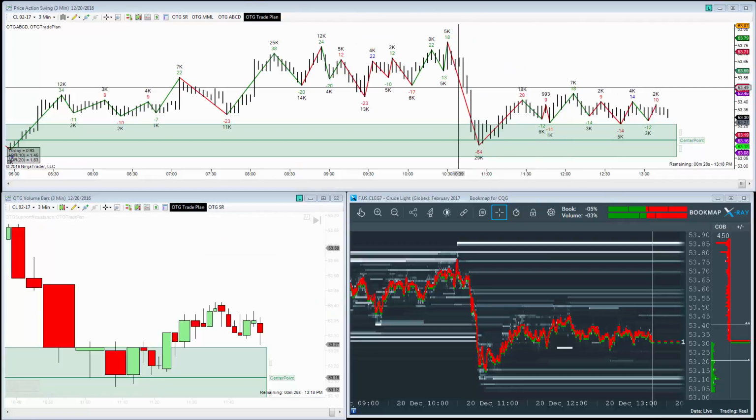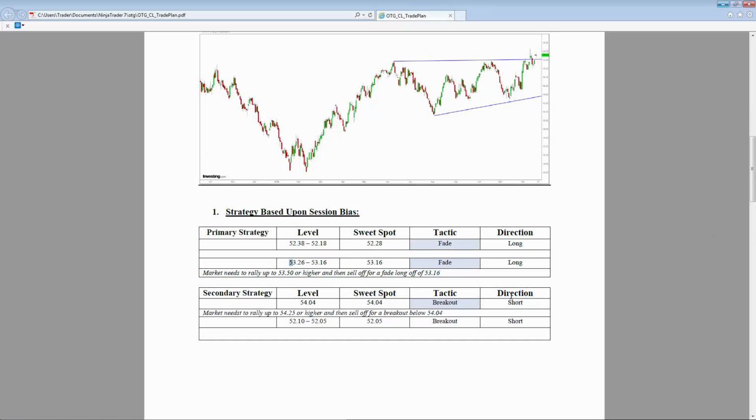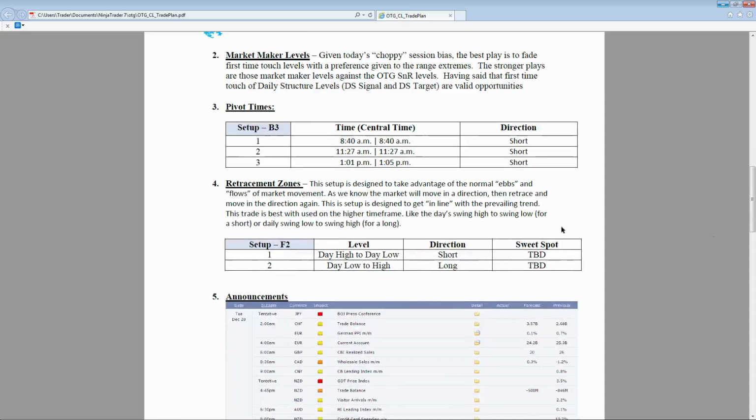One of the things we're going to talk about in the training class tomorrow is price action and ideas on how to get into opportunities. Before I go any further, another idea we talk about on the trade plan is retracement zones. We said day high to day low as potential shorting opportunities. We have a sweet spot that we look at, and then the standard fib levels.